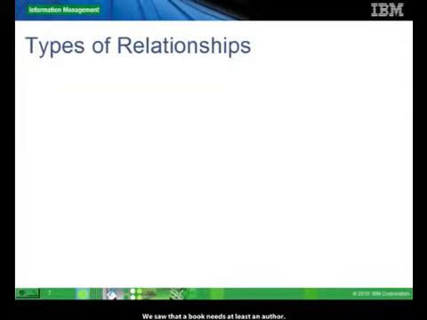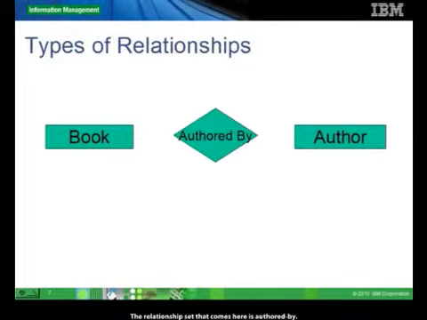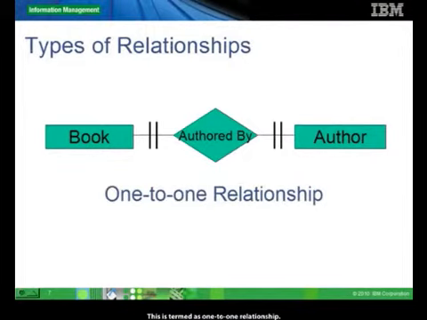We saw that a book needs at least one author. The relationship set that comes here is authored by. We can say that one book must be authored by one author. The thick lines indicate each entity in the entity set is involved in at least one and exactly one relationship. This is termed as one-to-one relationship.